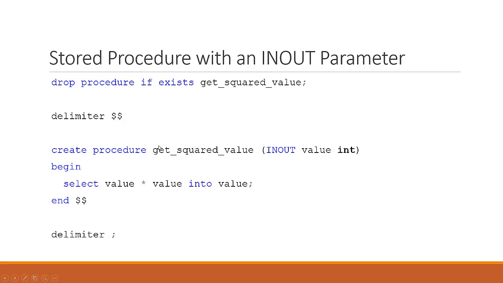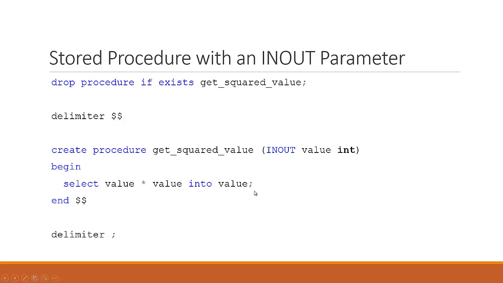It's called get squared value. We define the value that we're passing in as an in-out parameter. You see it's all concatenated as one word, in-out. And the value that we're passing in is an int, so I'm not allowing anything other than whole numbers. So we say begin and end. And what we're doing here is taking the value that's being passed in, multiplying it by itself, so that is indeed squaring it, and then storing it back into itself as well. That's all we are doing. We're selecting that value into itself.